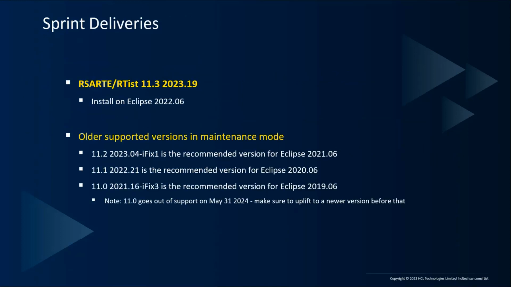So what we will ship after this sprint is an update of RSARTE and RTist 11.3, which is called 2023-19, and that you should install on Eclipse 2022-06. And the older versions, you can see here, going back to 11, are still the same, so we didn't update them. But note that recently it has been decided that 11.0 will go out of support end of May next year. So if anyone is still using that old version, you still have some time, but please plan to uplift it to a new version before it goes out of support.